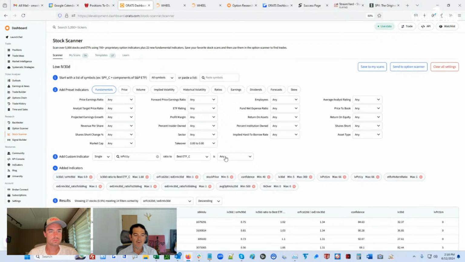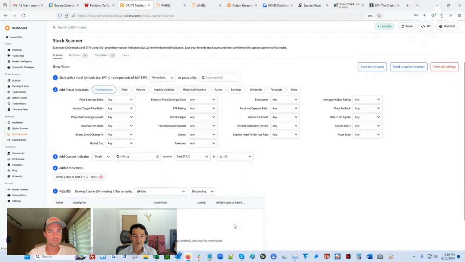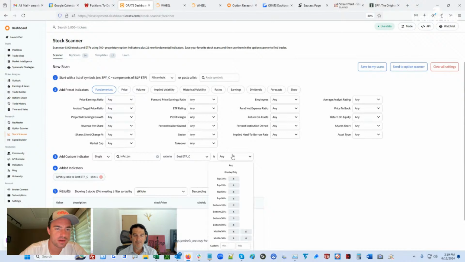then we could start to, actually, we should clear out all these first. And we'll start anew. Ratio to the best ETF. And we'll just say it's 1. And we didn't get anything on that. I wonder if that indicator, it could be that indicator might there. I think there's a different IV percentile. It's better. Oh, right. Okay.